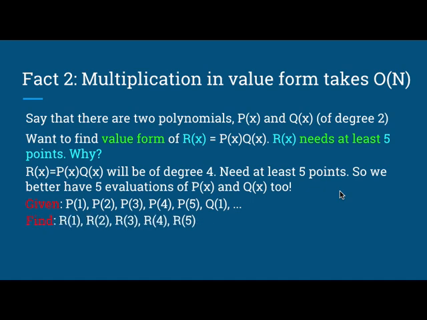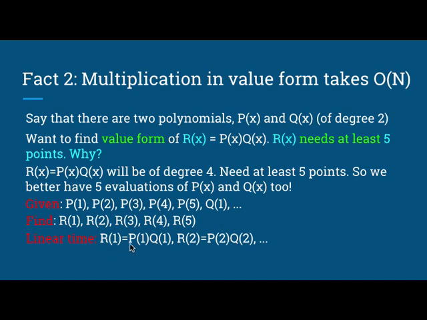What you want to find is r of 1, r of 2, because this is the value form representation of r. That's our goal here. Okay, very small mini little goal, which we'll plug into our FFT algorithm soon. But for now, this is our entire goal. Okay, how do you do this in linear time?